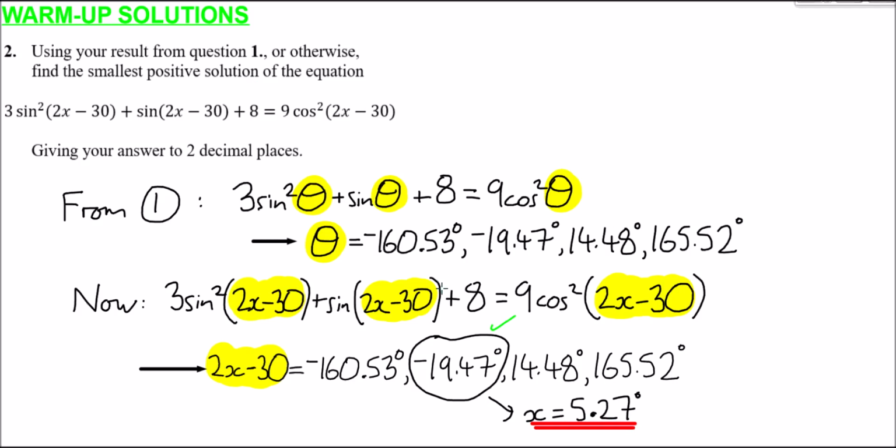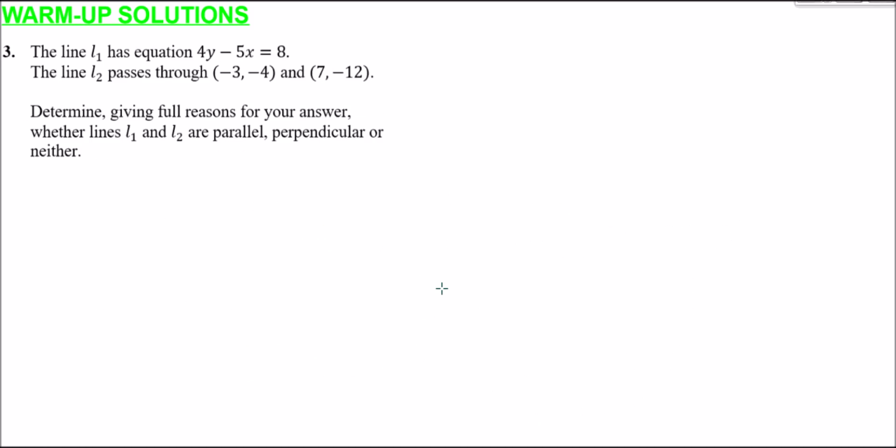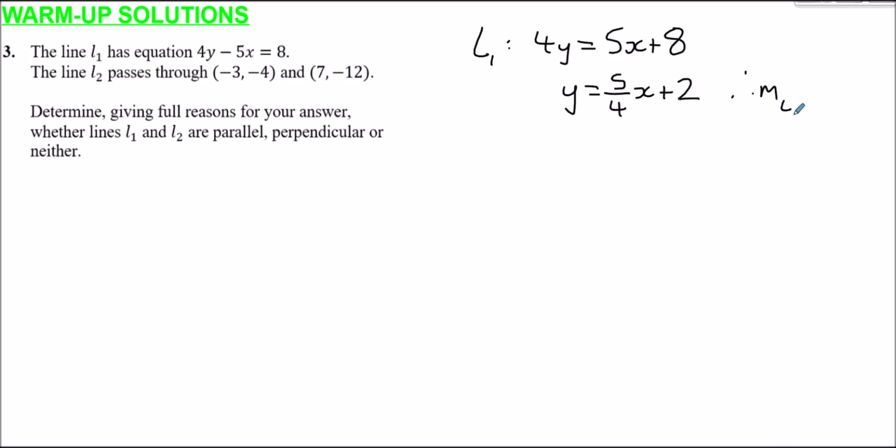Let's now have a look at warm-up question 3. So we've got line L1, which has the equation 4y minus 5x equals 8. So if I just take L1 and rearrange it, so we've got 4y equals 5x plus 8. And if I divide all by 4, y equals 5/4 of an x plus 8 divided by 4, which is 2. So therefore the gradient of the line L1 is 5/4.